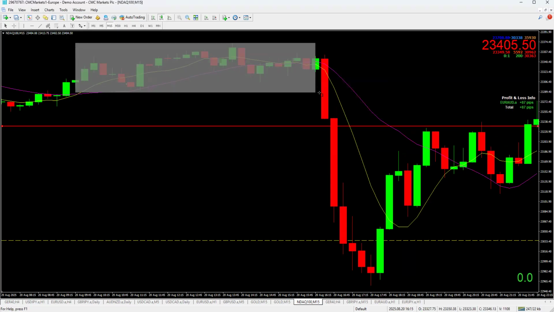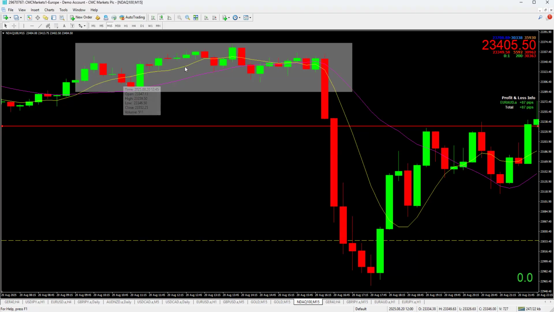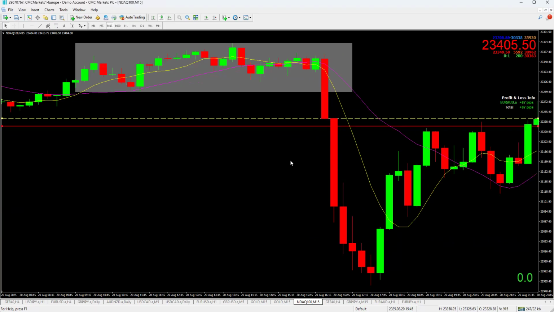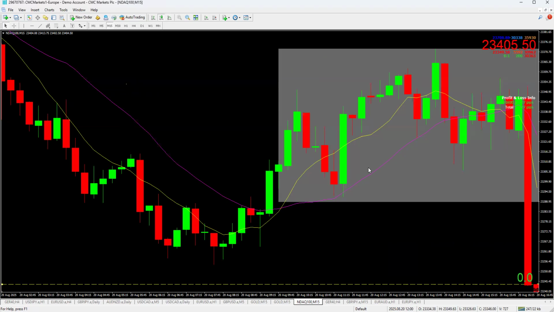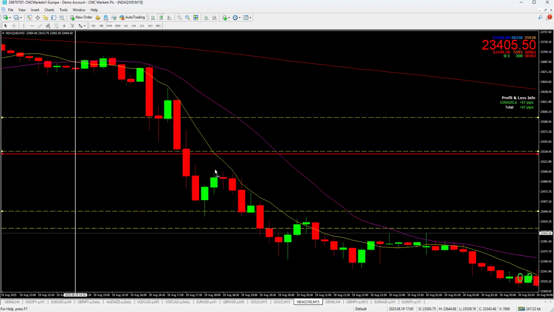Like those of you who trade with me all the time, you know I tend to draw boxes. A box is a range, and then boom, it pushed powerfully out of the box with the moving averages arranged the way they should. And guess what? You can enter again. You can enter here.